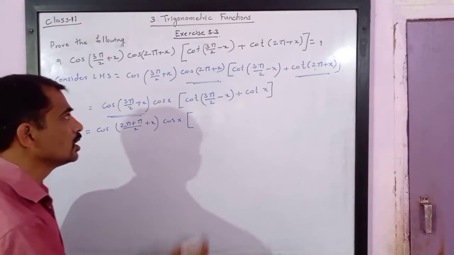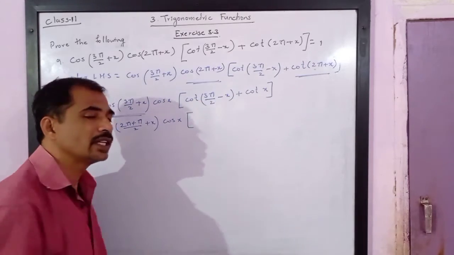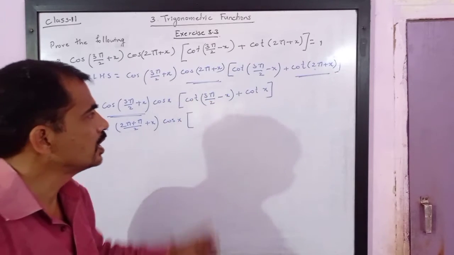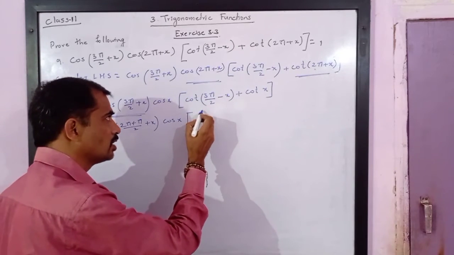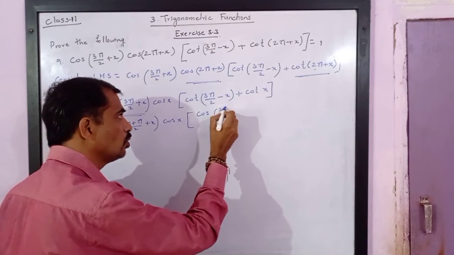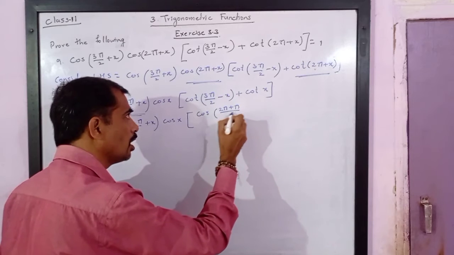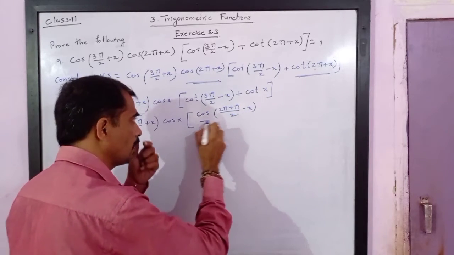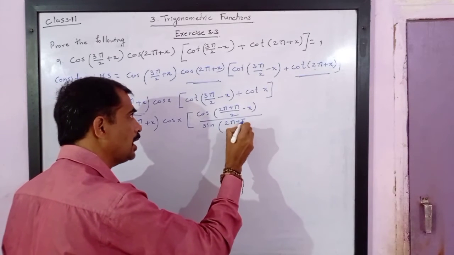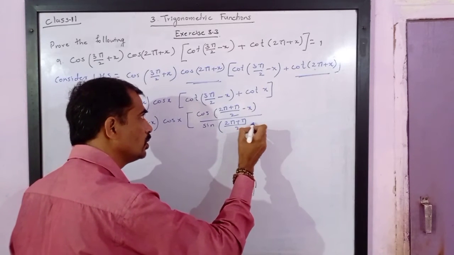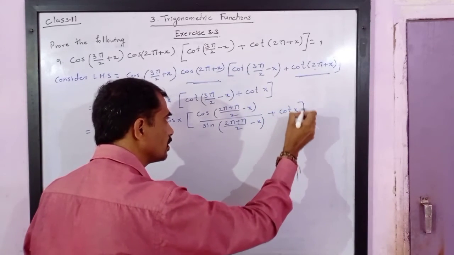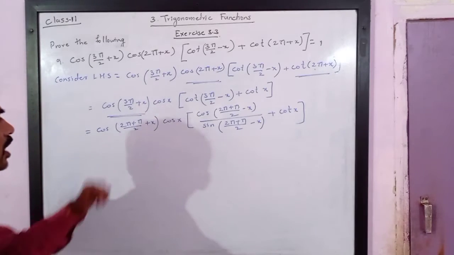Cot is cos upon sin, we have written all the trigonometric ratios in terms of sin and cos, so we will also write this cot in the form of cos and sin. So this becomes cos of 3 pi by 2, meaning 2 pi plus pi by 2, minus x, upon sin of 2 pi plus pi, that is 3 pi by 2, minus x, plus cot of x. Now let us try to solve this.